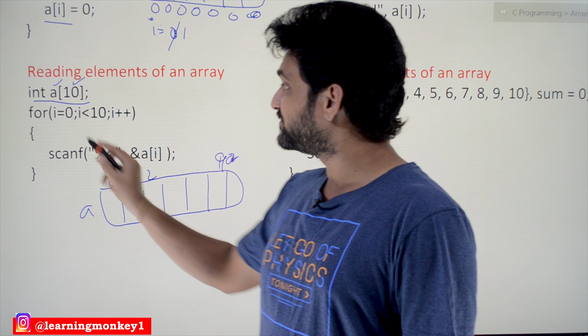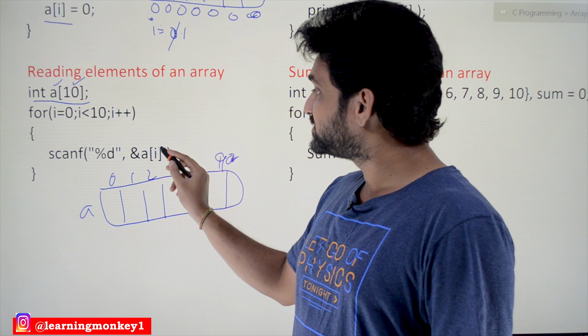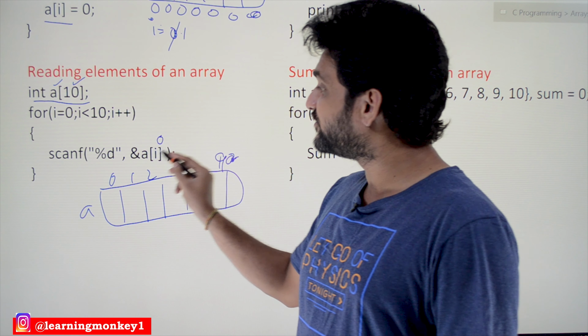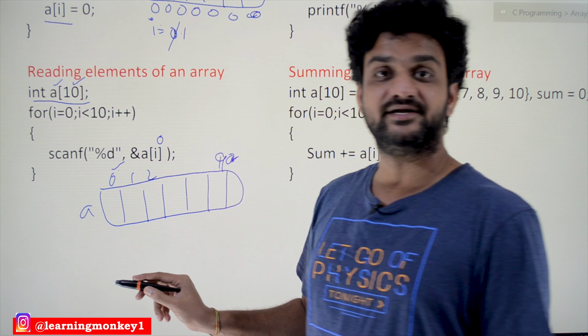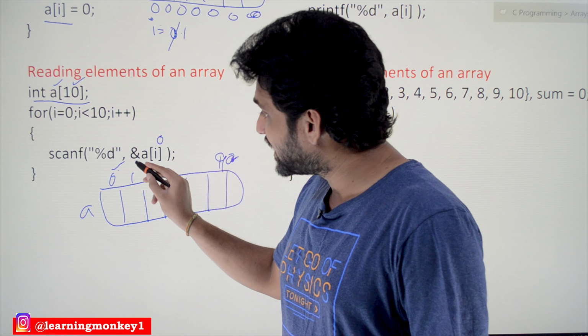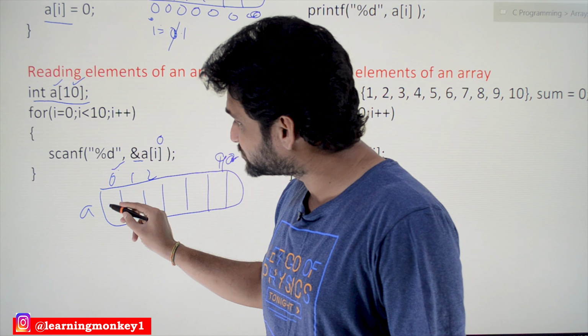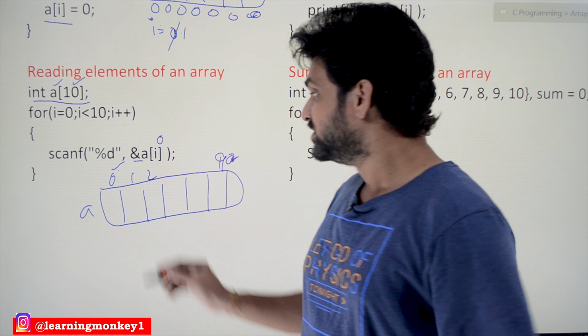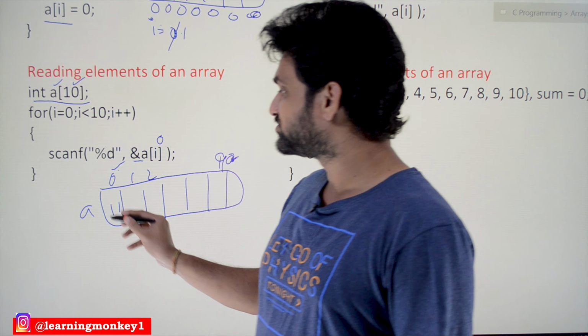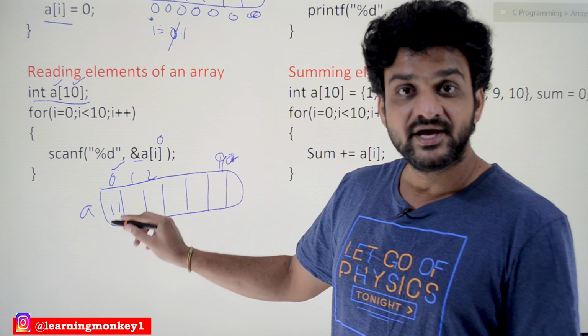So we're going to start from a of 0, percentage d. See here, ampersand a of 0 means the address of this 0th element. So at this location, ampersand a of 0, the value given by the user will get stored. Let's assume that he has given 11. So the 11 value will get stored in a of 0.